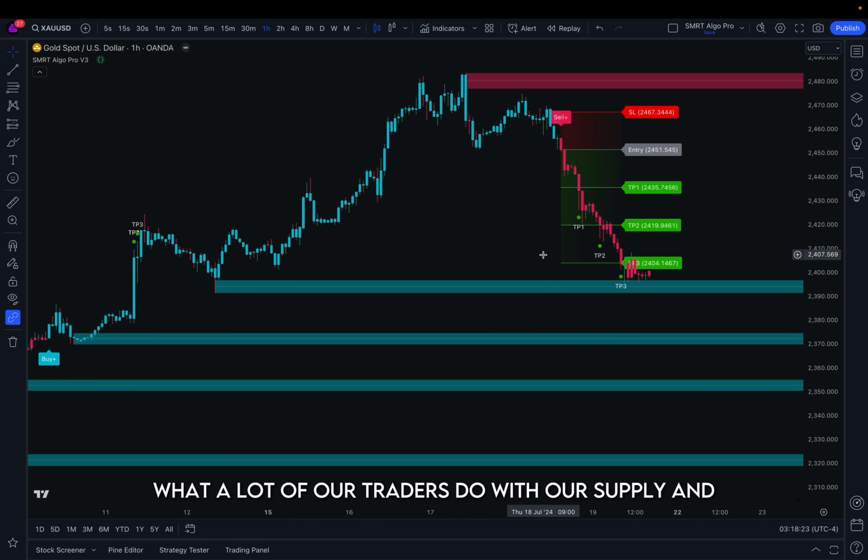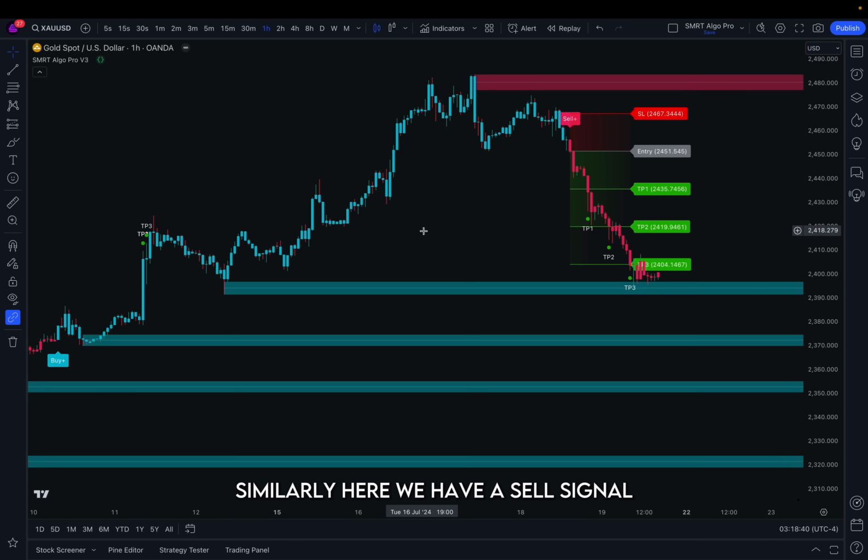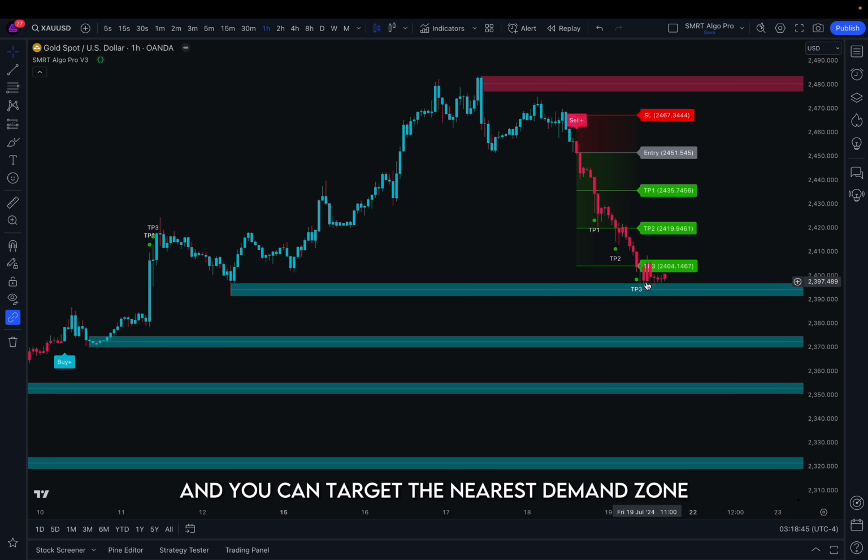What a lot of our traders do with our supply and demand indicator is they use it as an extra confirmation to enter trades. For example, they will wait for a buy trade here, and wait for a demand zone to be printed, a retest, and then they would enter that trade. Similarly, here we have a sell signal and you can target the nearest demand zone.